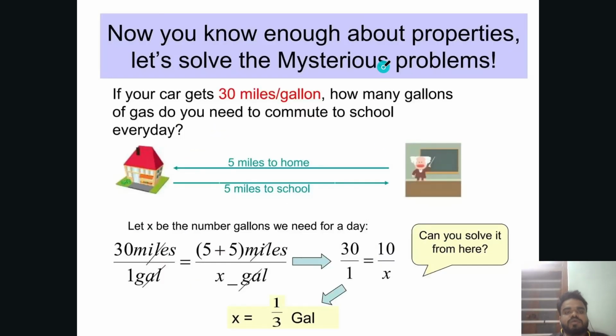Now let's solve some application level problems. If your car gets 30 miles per gallon, how many gallons of gas do you need to commute to school every day? Understand the question? For 1 gallon of gas, you can travel 30 miles. So find how many gallons you need for commuting to school every day.